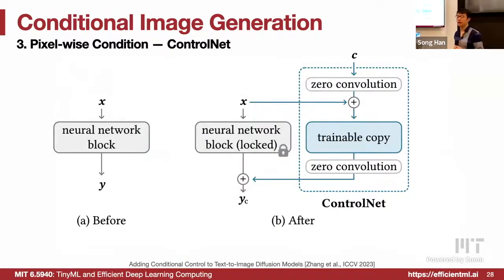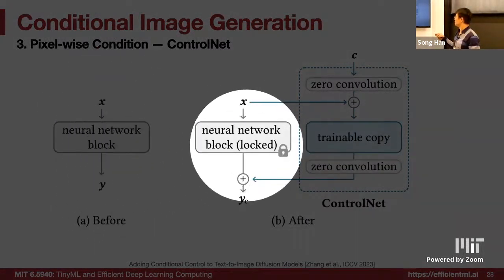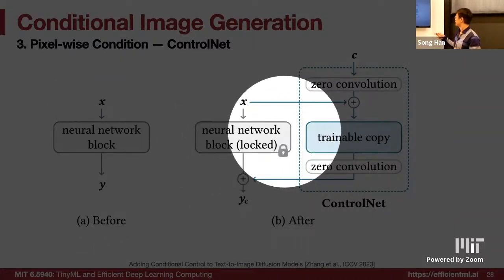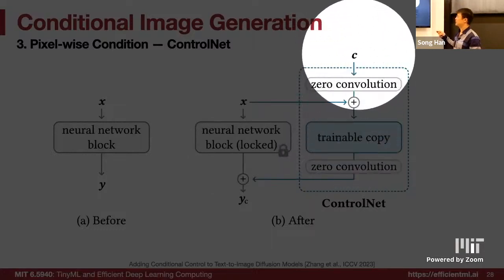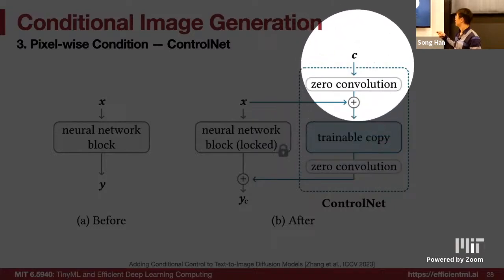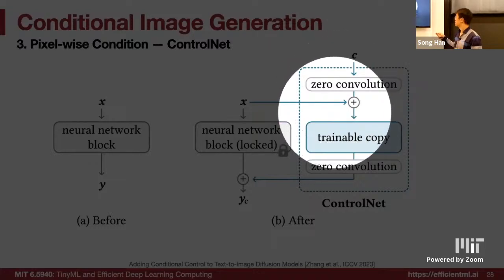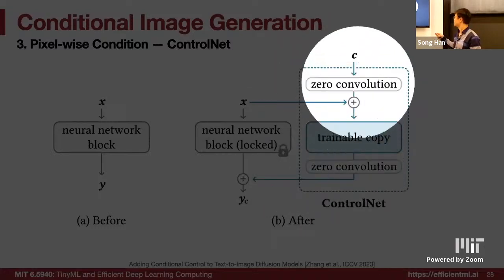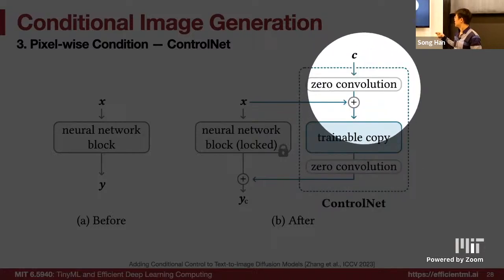So this is how ControlNet works. Previously, we have a neural net given noise, we can predict the image. Now we freeze the original network, but we make a trainable copy. And we insert the condition for the trainable copy, starting with a zero convolution, so that when the training starts, this branch has no effect, since this is zero convolution before and after. And during the training, they start to change.